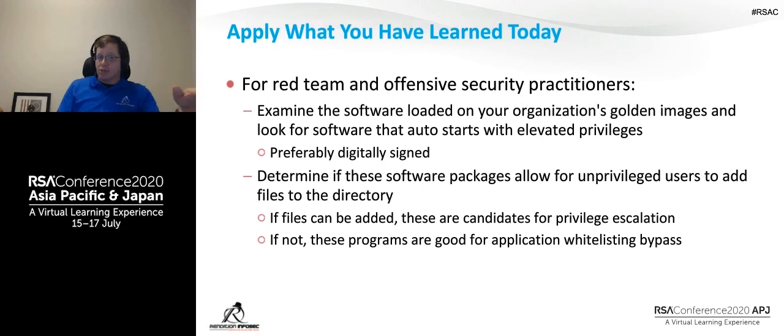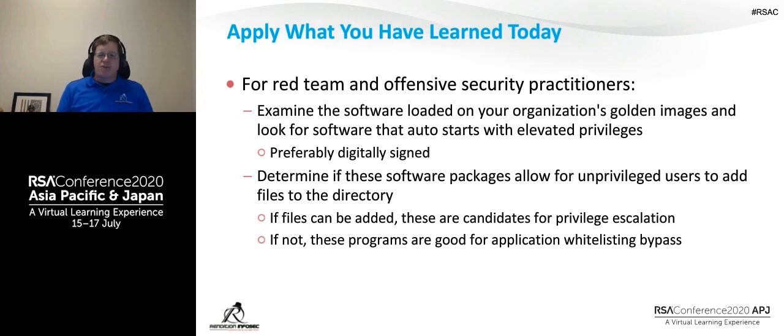I'll tell you, a lot of the blue teamers are looking for autoruns, and they're using that frequency of least occurrence, right? And saying, hey, where are my deviations from baseline? Where do I have something extra? This is a way to beat that, right? So from a red team standpoint, what do you want to do? You want to go examine the software loaded on your organization's golden images, and you want to look for software that starts with elevated privileges. I prefer digitally signed in case whitelisting controls are in place, right? So that generally gives me a little bit of extra AV heuristic bypass as well. I'm a big fan of that.